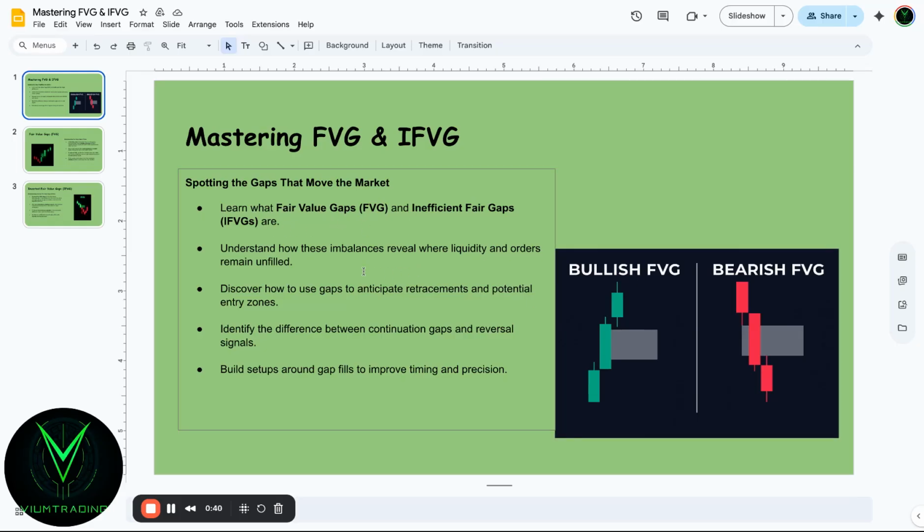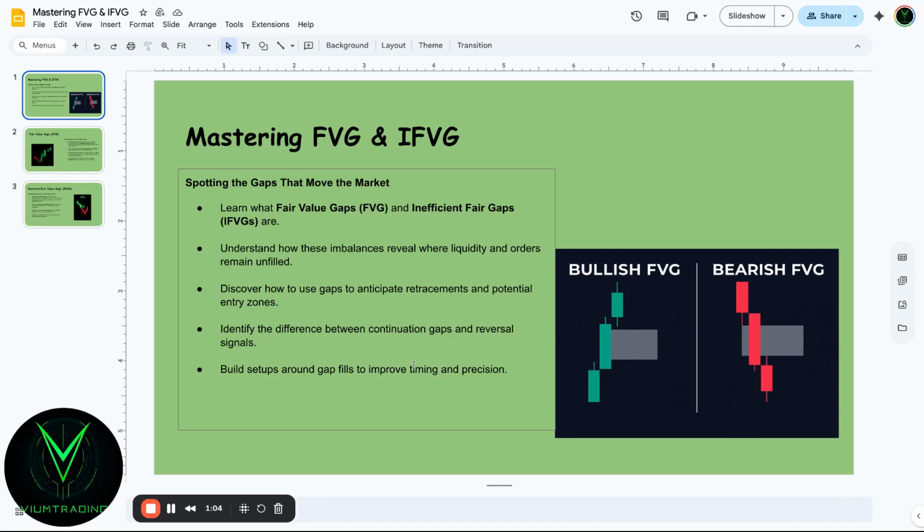in this small video. Understand how these imbalances reveal where liquidity and orders remain unfilled. Discover how to use gaps and anticipate retracements and potential entry zones. We're going to identify the difference between continuation gaps and reversal signals, and build setups around gaps to fill to improve timing and precision.